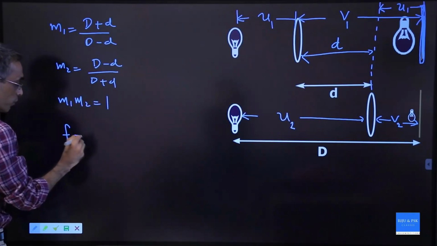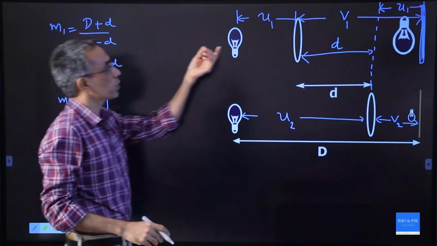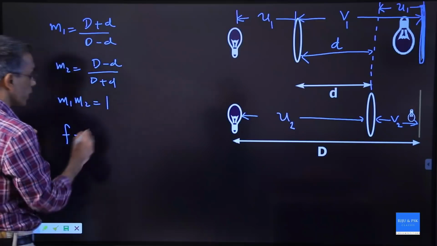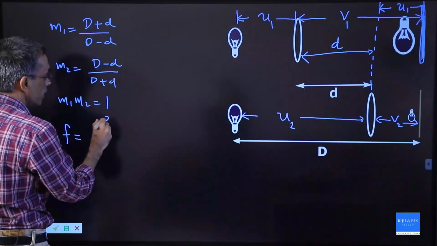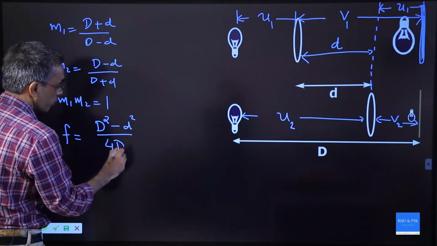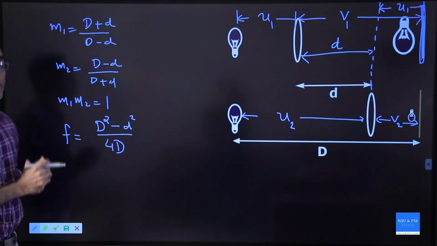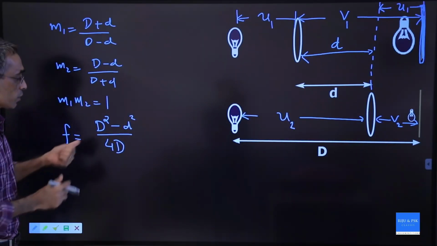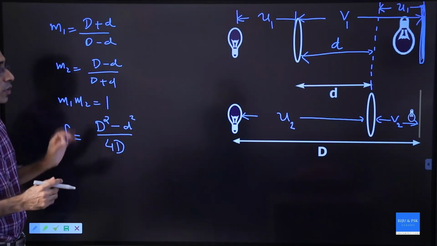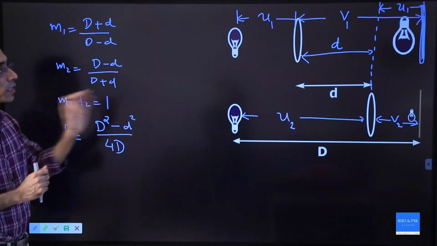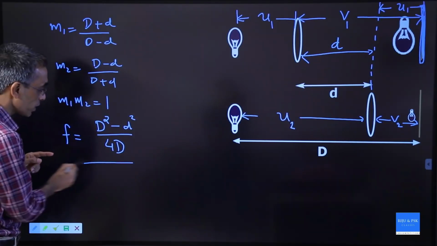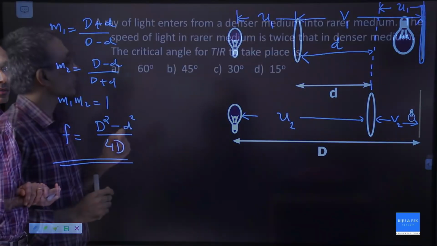Now, you can find out the focal length. Again, you can see, you know the value of u, you know the value of v, you can use the lens equation and you can calculate, and finally you will get f equal to D square minus d square divided by 4D. This is the equation for the focal length of the lens. Fine. Now, D is given, small d is given, you can substitute and calculate the answer. This is called displacement method of determination of focal length of a convex lens. This is the equation for getting your answer.